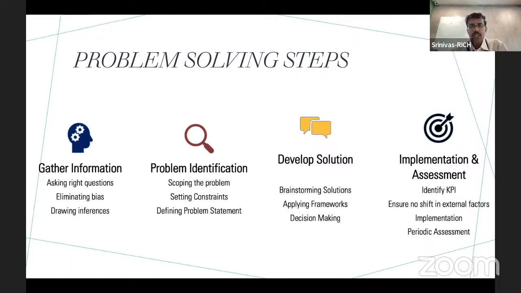So overall, the key steps in any problem solving to begin with are gathering information, that is asking the right questions, and eliminating bias, my thought process versus what is generally expected. Let's not have any expectation. Take that bias out. Ask questions and try to address them, take down the responses in a very unbiased manner. Don't draw any unnecessary assumptions or inferences.